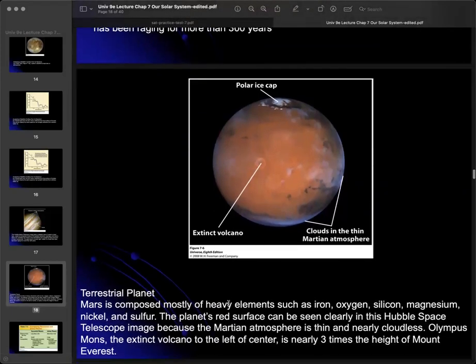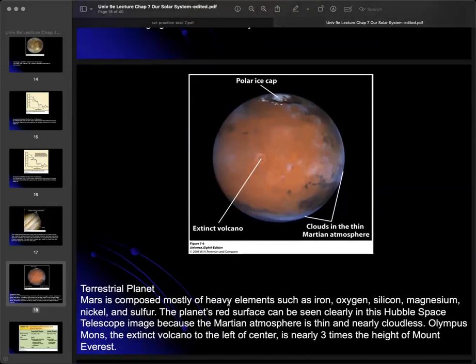Let's look at Mars. Mars has the red color. It has a very thin atmosphere, and therefore we can see its surface. And that surface is red because of presence of iron oxide. It does have a thin atmosphere. It has polar ice caps.